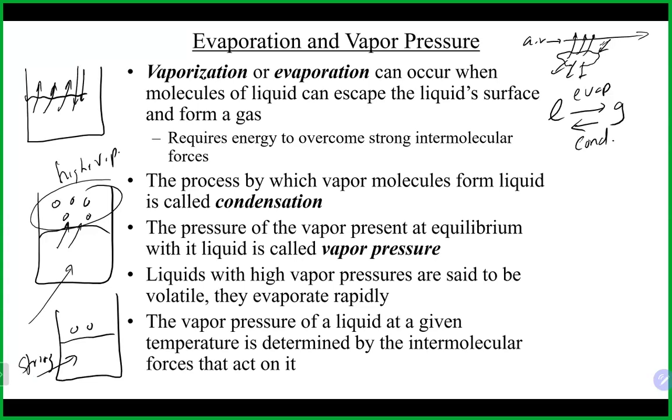So the stronger the intermolecular force, the fewer molecules can escape the liquid phase. You'll have fewer gas molecules above the liquid and a lower vapor pressure. The weaker the intermolecular force, the more molecules will escape into the gas phase, and you'll have a higher vapor pressure. Again, pressure is related to collisions, and collisions are related to the number of gas molecules present. So more gas molecules, more collisions; fewer gas molecules, fewer collisions.